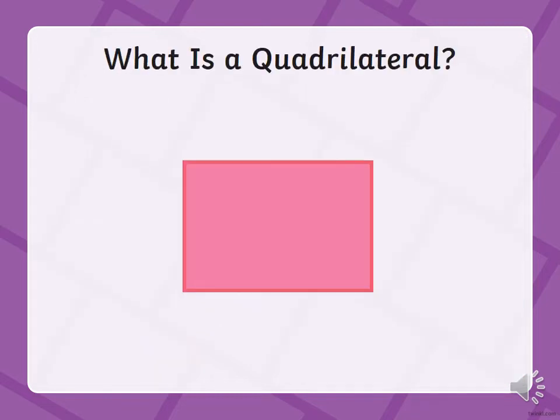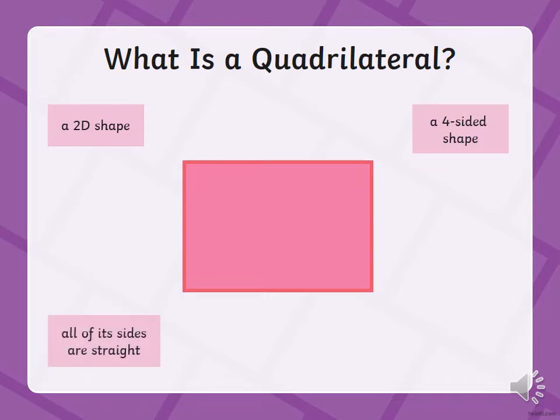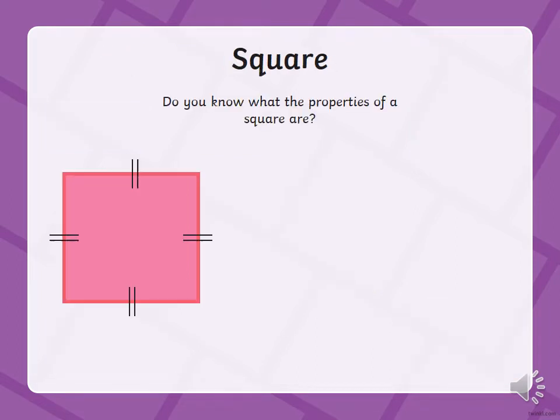Okay, so what is a quadrilateral? Have a look at the shape and what do you think its properties are? Describe it. Pause the video for around a minute or so. 2D shape, four-sided shape, all of its sides straight, has four interior angles that add up to 360. Okay, so do you know what properties a square has? So a square is a type of quadrilateral.